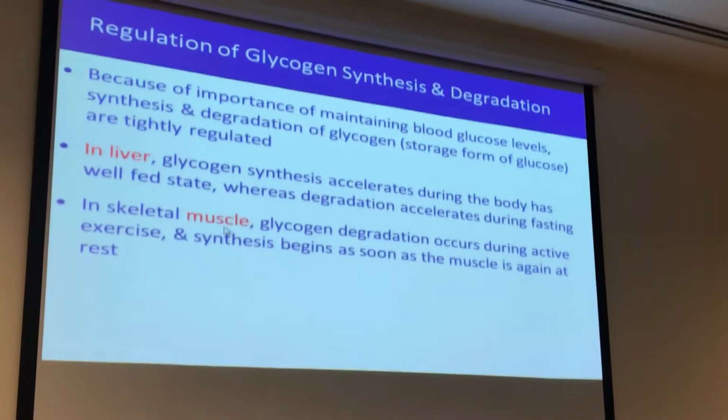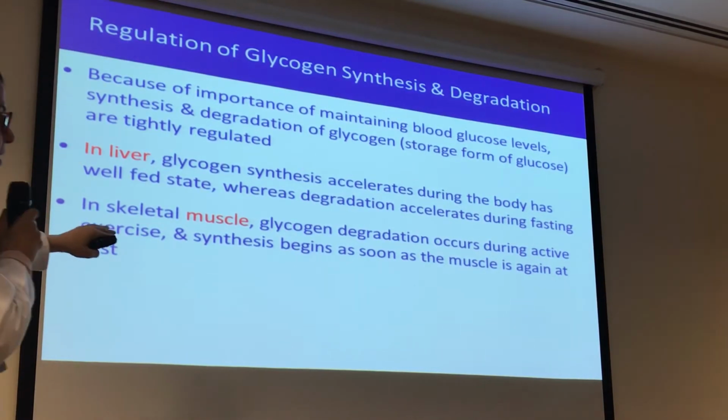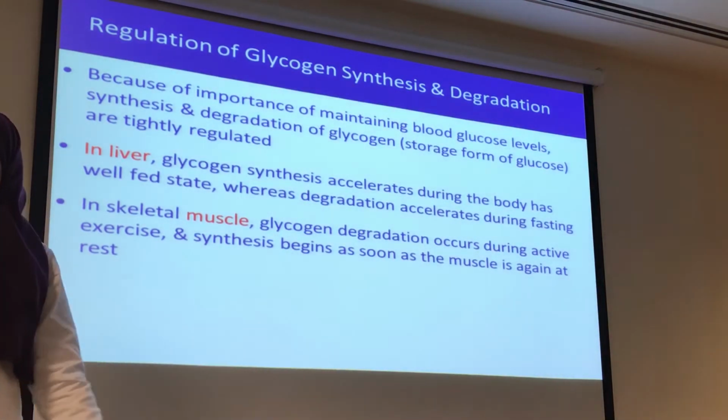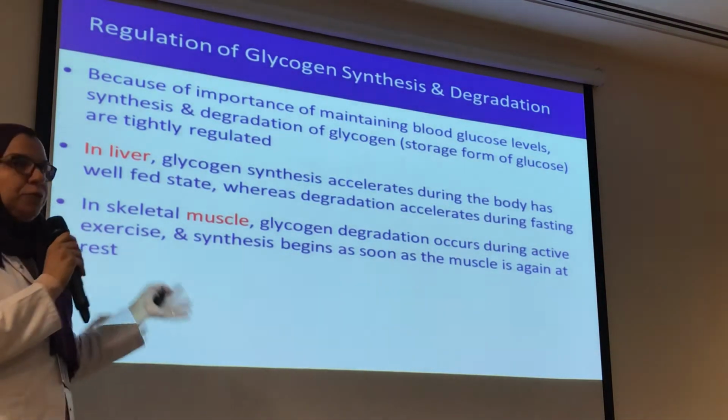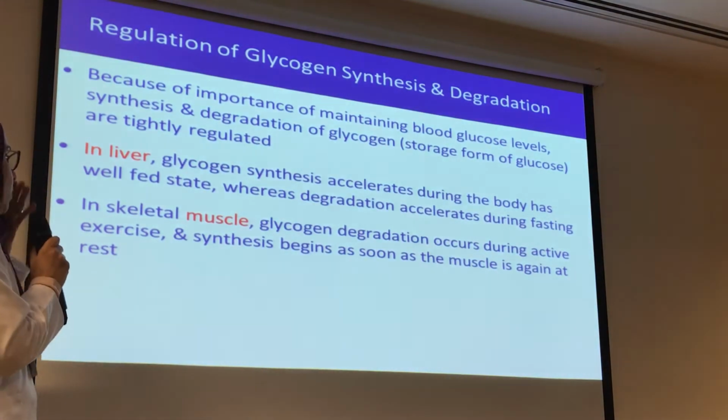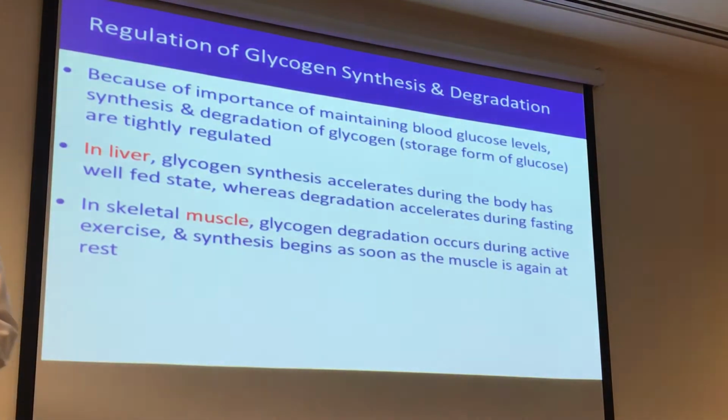In the skeletal muscle, glycogen degradation occurs during active exercise. Okay, so when we are exercising, this is when we need energy in the form of ATP, and where will the energy come from? Glucose. So this is when glycogen degradation will happen in the muscle. Okay, and when does glycogen synthesis occur in the muscle? When we are resting. Okay, so as soon as you stop moving, your muscles will start storing glycogen, provided you are eating.